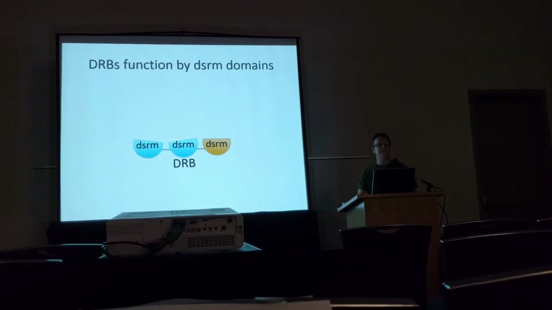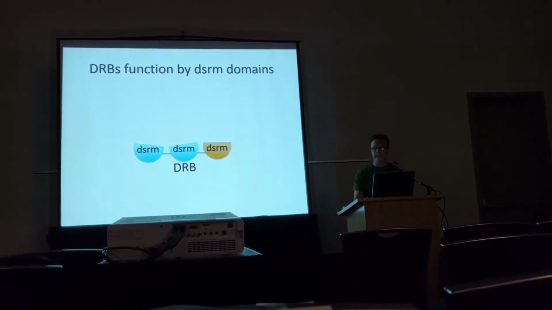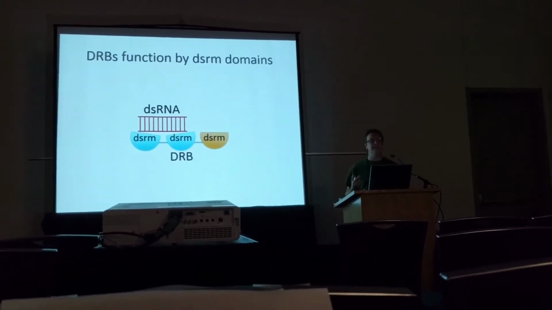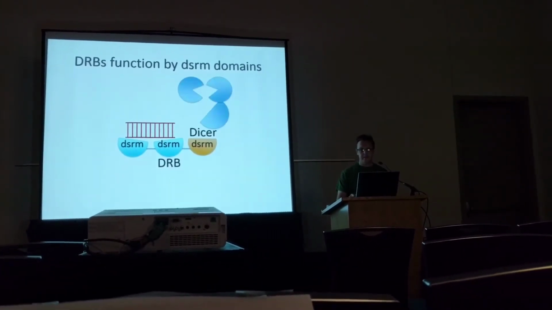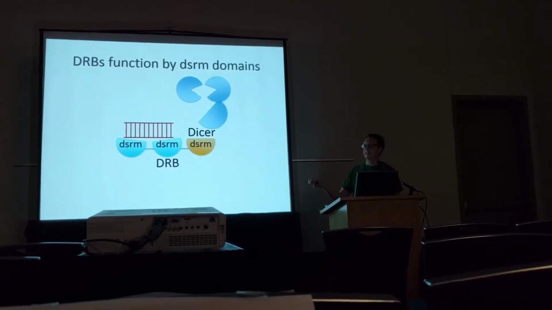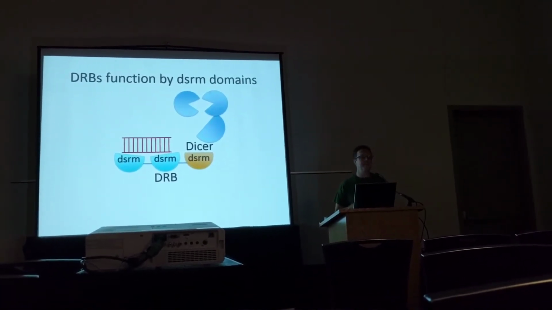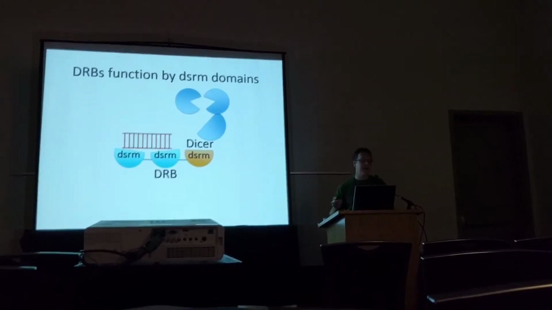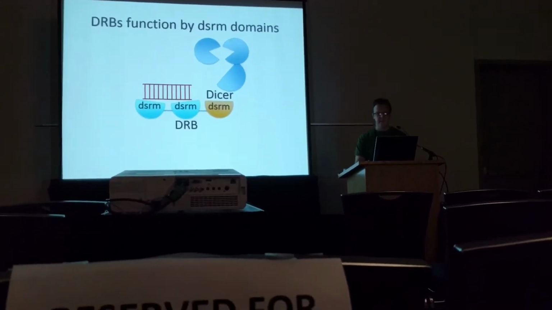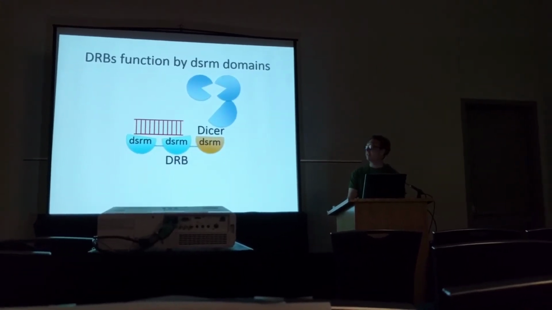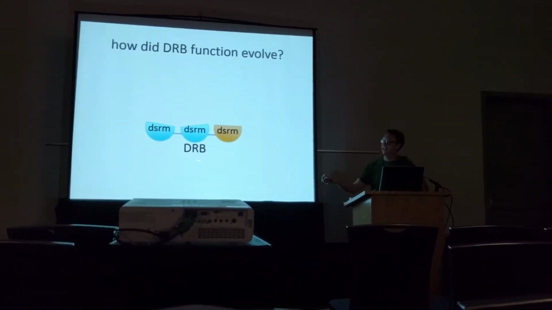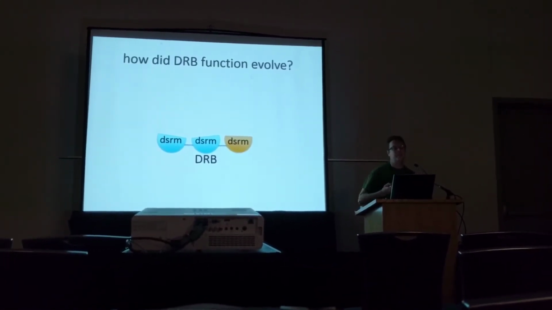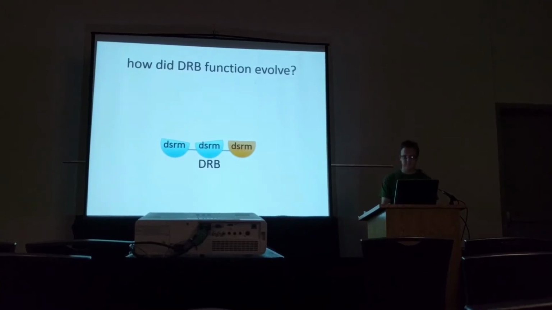So these DSRMs can perform at least 2 different molecular functions. Either, as their name implies, they can bind double-stranded RNA, or they can act to facilitate protein-protein interactions. For example, we know that DSRMs directly interact with Dicer proteins in animals and in plants. So there's your functional diversity, and we want to understand how the functional diversity of DSRMs and the DRB proteins that they're in evolve.